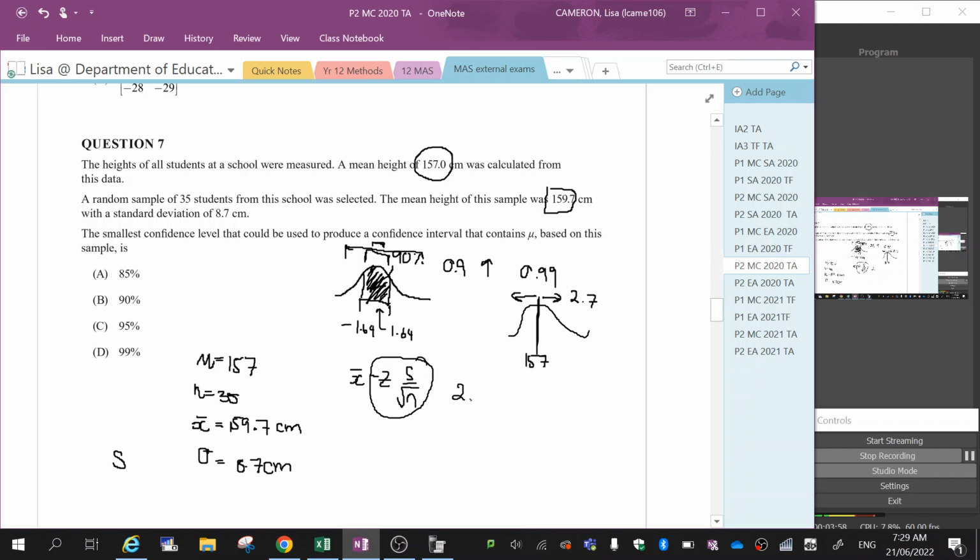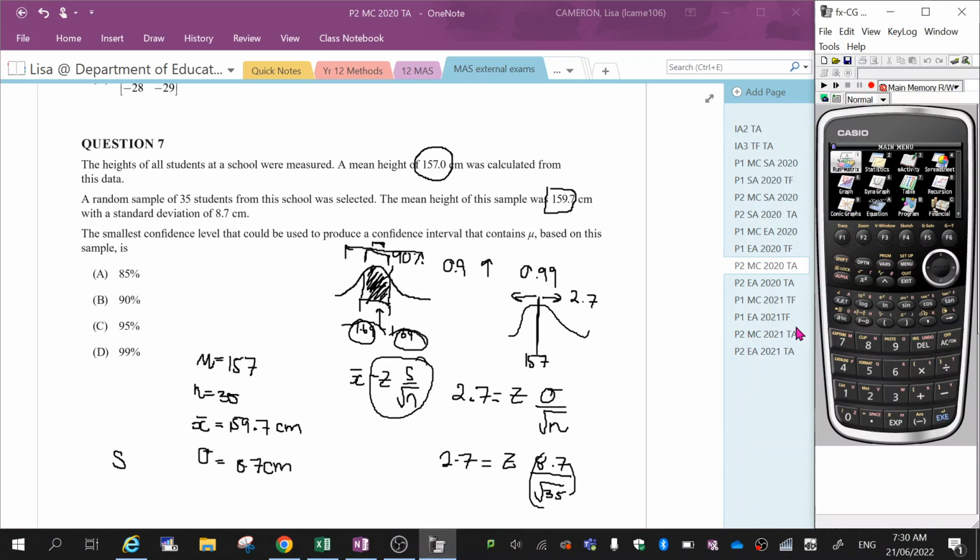So we want 2.7 to be equal to z, and it's the standard deviation over the square root of n. Okay, so 2.7 is equal to, now we don't know what the z-score is. That's what we're actually trying to find here, is we're trying to find these scores along the bottom. But I do know that the standard deviation of this is going to be 8.7 divided by the square root of 35, because 35 people in the trial. Now, in our calculators, we can solve for this instead of doing any of the hard work.